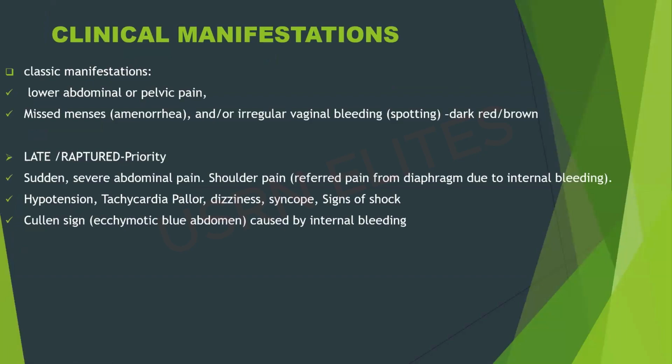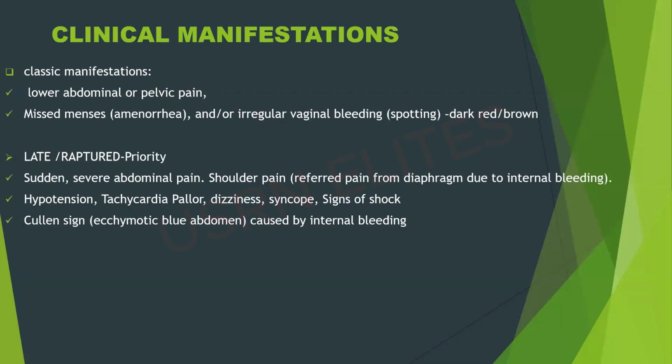Yes, please. So if someone is having ectopic pregnancy, there are two things to know: either it is ruptured or not ruptured. And what are the signs and symptoms that we can see if it is ruptured or unruptured? Please don't forget these two things: ruptured and unruptured.